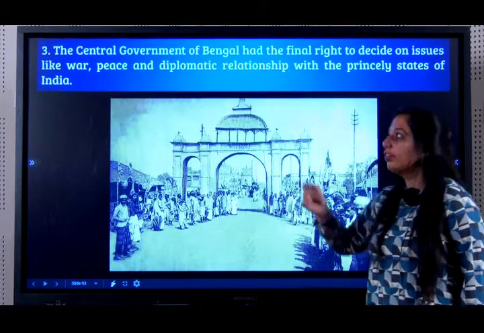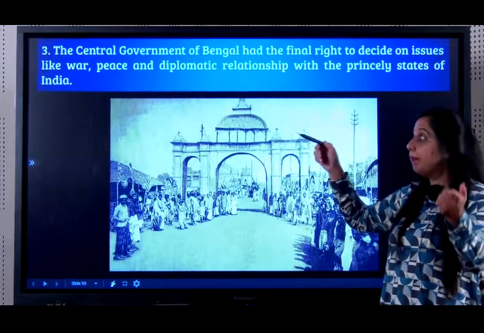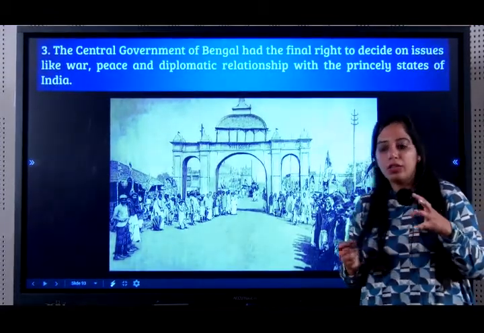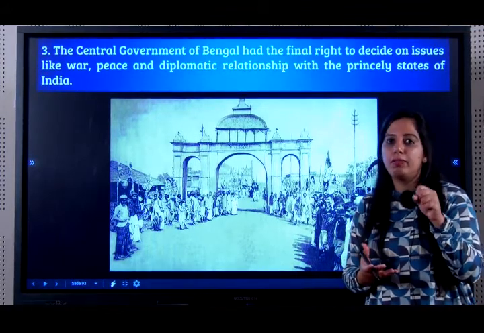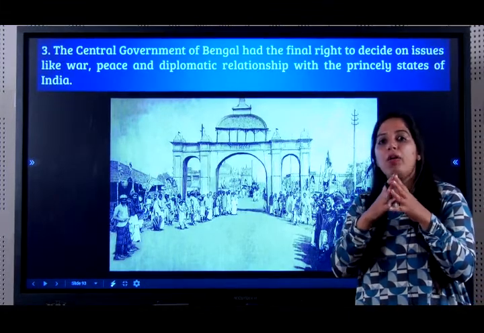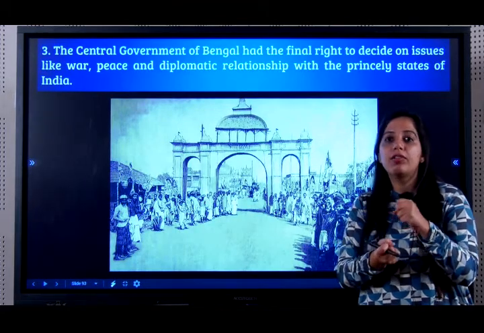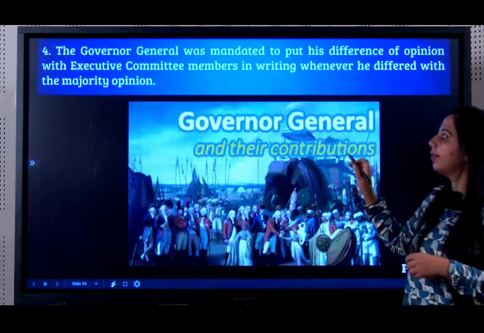The Central Government of Bengal had the final right to decide on issues of war, peace, diplomatic relationship with princely states of India. So the entire power was given to the Governor General of Bengal. He was made the central authority. All the matters of war, peace, diplomacy were given in the hands of the Governor General of Bengal, who is now the Governor General of India.